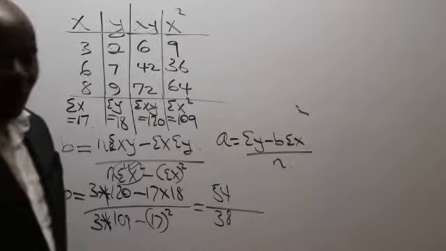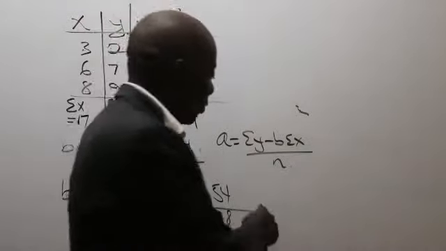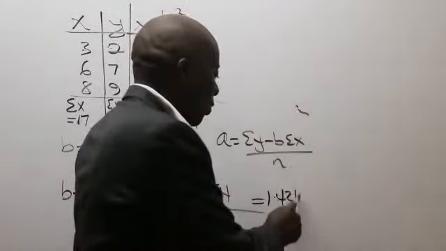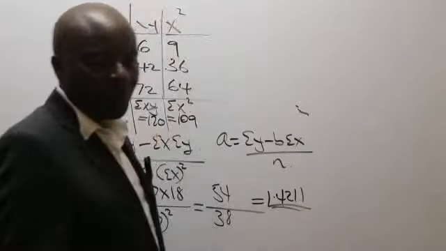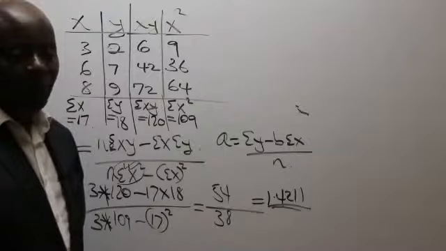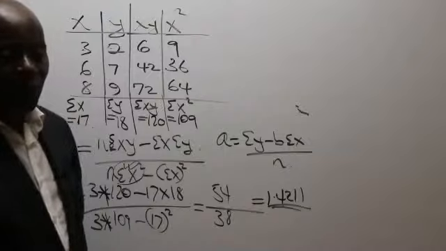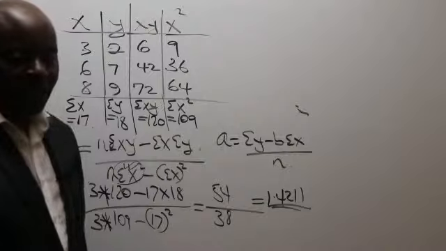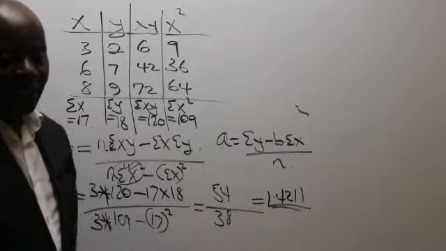So Cyrus has said that B should be 1.4, 1.4211. Can someone else confirm this figure? Can someone else confirm this figure? 1.4211. Great. Rena has said yes.